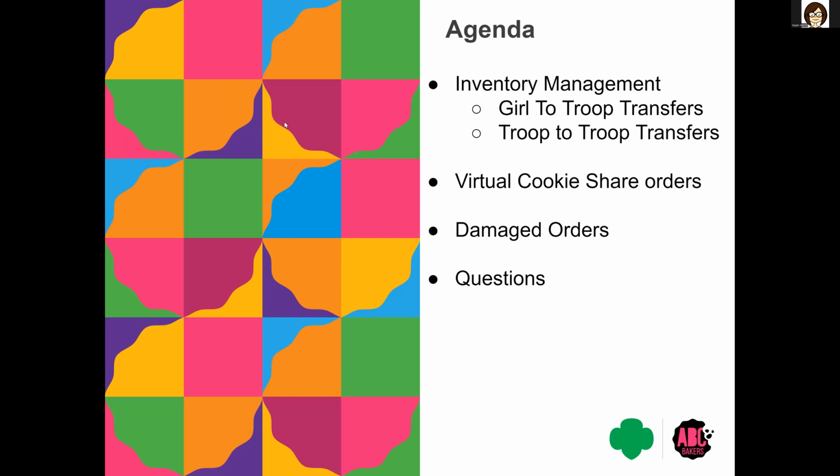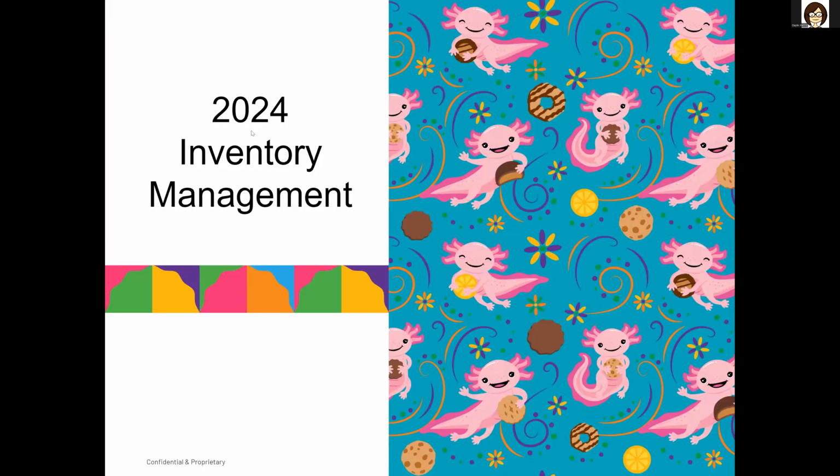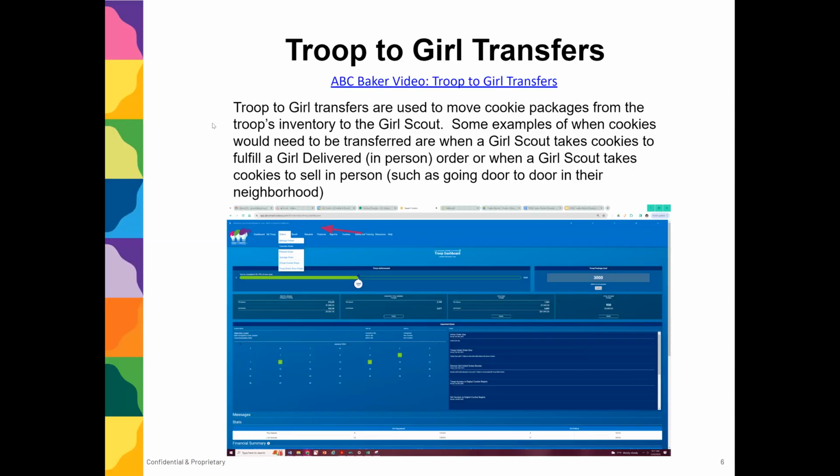So we're just going to talk a little bit about inventory management tonight. A quick demonstration of how to do girl to troop transfers and troop to troop transfers. We'll talk a little bit about virtual cookie share orders, what to do if you have any damaged orders, and then we'll get to our questions. I have some slides with some screenshots, but we can also bring up Smart Cookies and do a real demonstration as well. This way, if we send you the slides, you'll have some of the images.